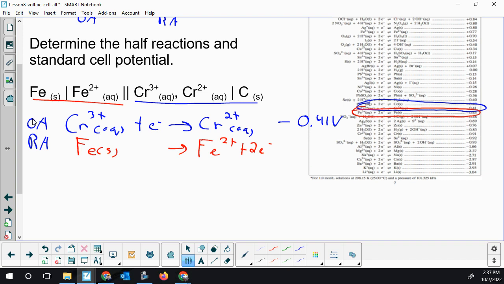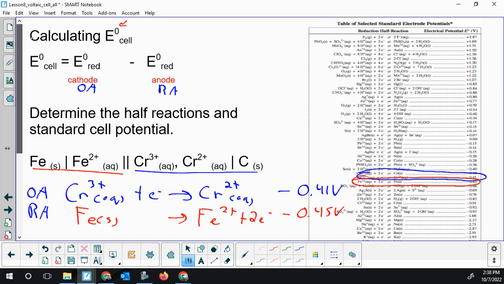The reduction potential for the RA is minus 0.45 volts. Notice I didn't flip the red voltage. Don't do anything to it. The equation says take the reduction potential of the OA and the reduction. Don't flip it to an oxidation. Okay? Really, the reduction gets flipped, but that's why we have the minus sign. The minus takes care of the flipping for us. So just take the numbers verbatim from the table.